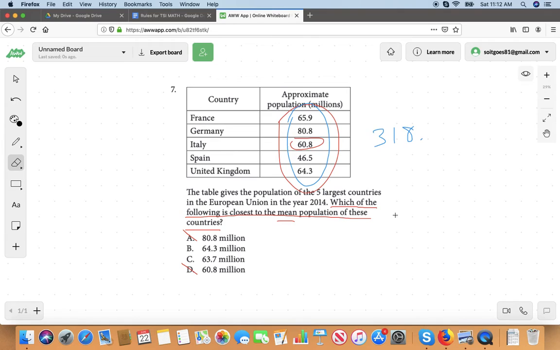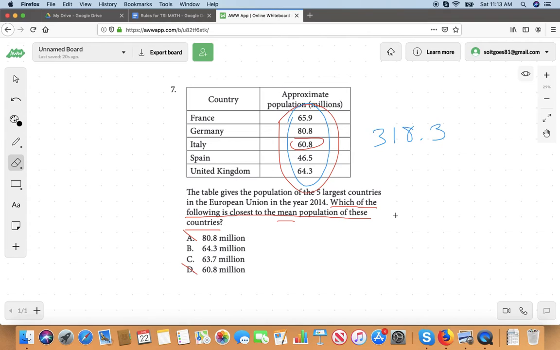Don't just round that, by the way. If they give you a precise number, you want to be as precise as possible here. When we're calculating, especially with decimals, you might round at the very end, when you're looking for the correct answer choice. But in the middle of the calculation, try to keep your decimals as precise as possible. So, all right, 318.3, not just 318. All right, so that is the total population of all those 5 countries.